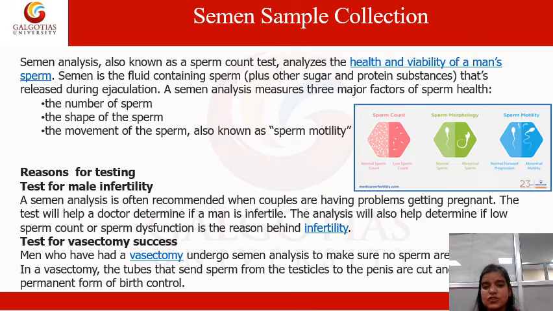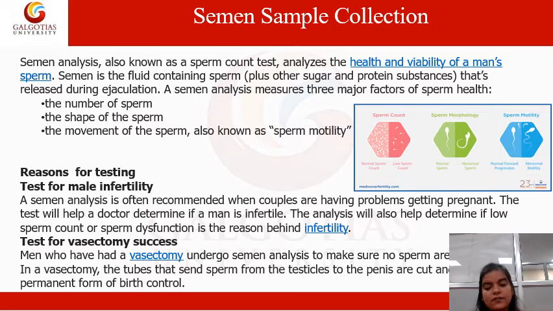A semen analysis measures three major factors: the number of sperm, the movement, like the viability, and the shape of the sperm. The reason we do it for infertility cases is that it is often recommended when couples are having problems getting pregnant. The test will be determined by a doctor. The analysis will help determine if a low sperm count is there.